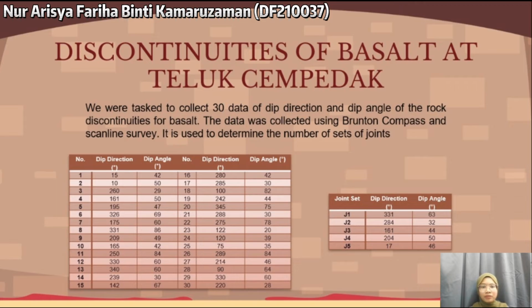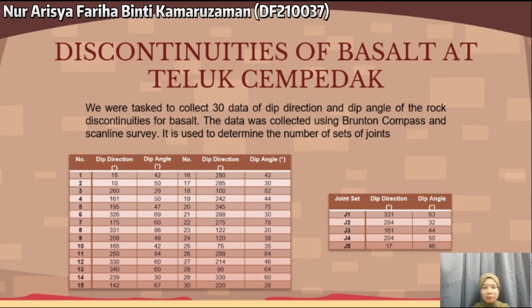Next, I will proceed with the discontinuity of the second rock, which is basalt. For basalt, we also got the task to collect 30 data of dip direction and dip angle, as in the table on the left slide. The data was collected using a Brunton compass and scanline survey. It is used to determine the number of sets of joints.